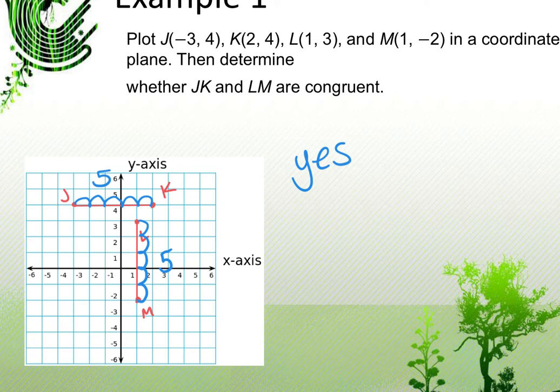If they were not vertical or horizontal, that's where your distance formula comes into play. So you would have to use the distance formula to find the lengths, okay, if they are not vertical or horizontal. We're going to get to distance formula a little bit later, but if it was standardized tests, you'd have to use the distance formula to find it. Questions?